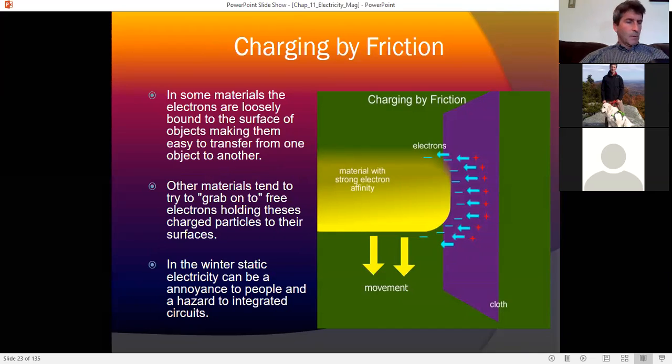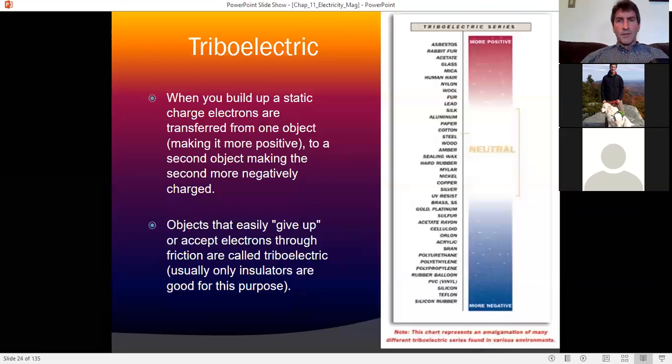Charging by friction, that's how we build up static electricity. We rub one material up against another material. Electrons tend to jump from the one material to the other material because some materials have a stronger propensity to hold on to their electrons. We call this a triboelectric effect.